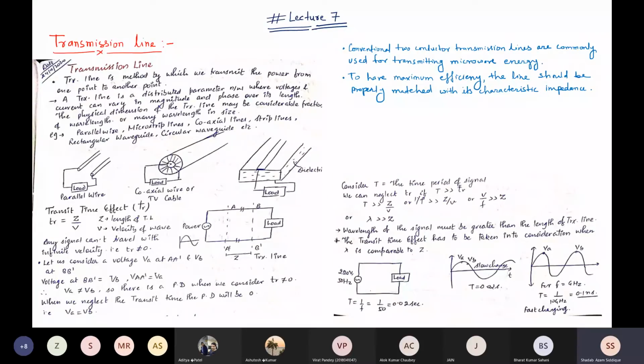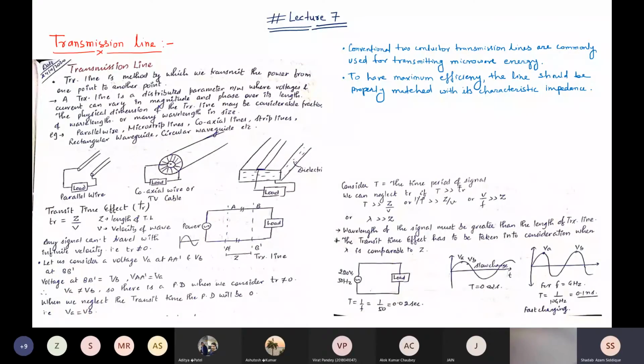So in the last class, we were discussing transmission line. The transmission line was the medium, or you can say the channel, between source and destination. There was an energy transmission which takes place through this transmission line, like we are talking about microwave energy. So microwave energy is carried through this transmission line from one point to another point.